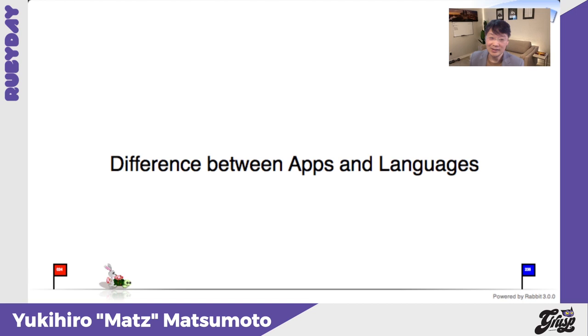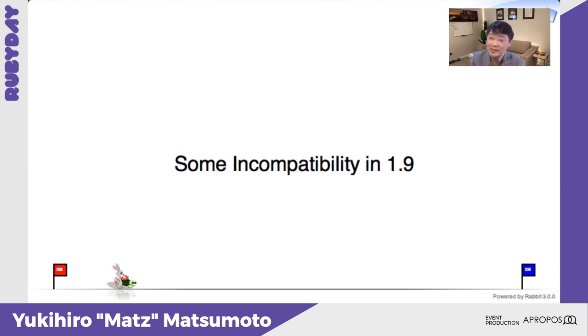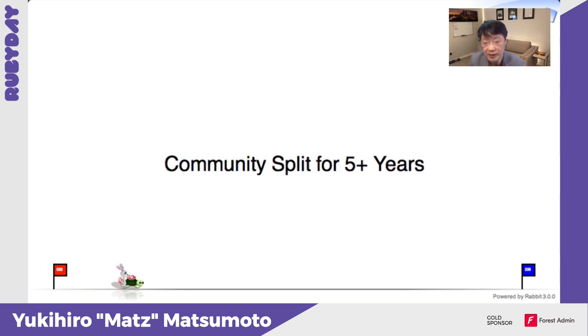In the history of the Ruby language, we suffered something named the Ruby 1.9 tragedy. When I released Ruby 1.9, I had to make some incompatible changes to support string encodings, for better Unicode support. And we added several other things that introduced incompatibility. So Ruby 1.9 and Ruby 1.8, the previous version, had a compatibility gap. That led to a community split for more than 5 years. Some part of the community kept using the older version of the language for a long, long time.